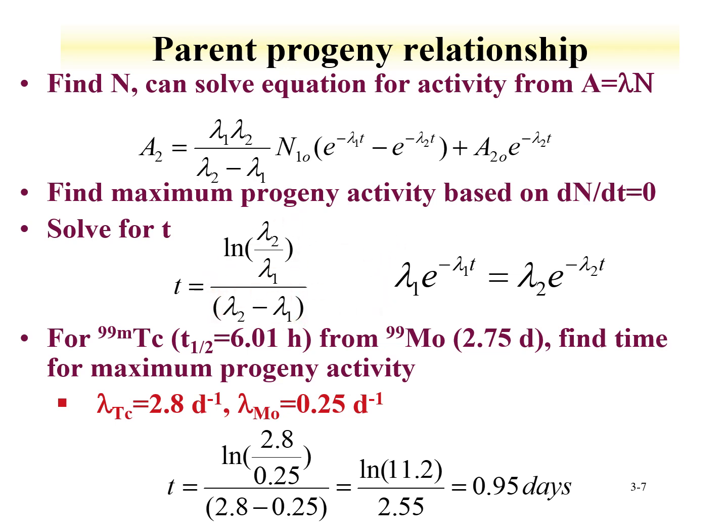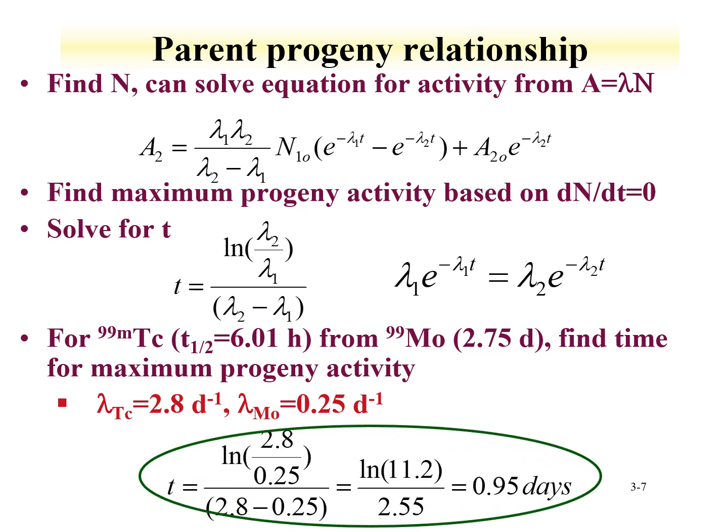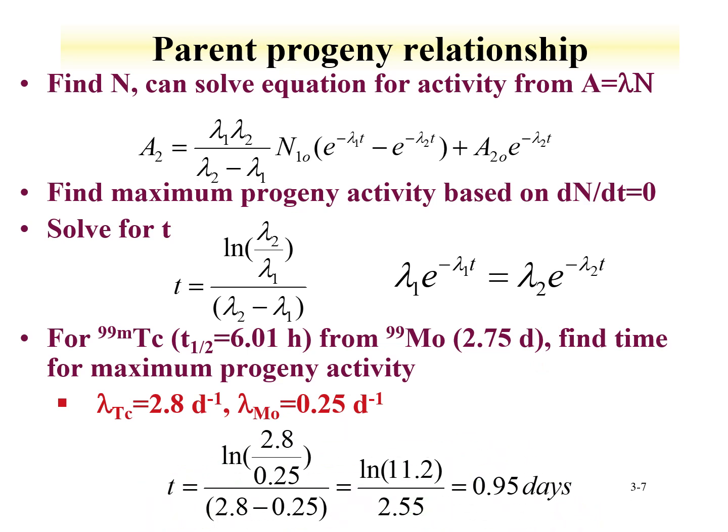We can use this equation, input data that says if I have a generator, for instance, I'm making technetium-99m, which has a 6-hour half-life, from the decay of molybdenum-99. So this is the parent, this is the progeny. Find the time for the maximum progeny activity. Well, we just plug in the lambda 2, which is the technetium. Lambda 1 is the molybdenum. We make sure the units are the same, days and hours. So make sure you convert the hours into days. And this basically says in about a day, this has reached a maximum.